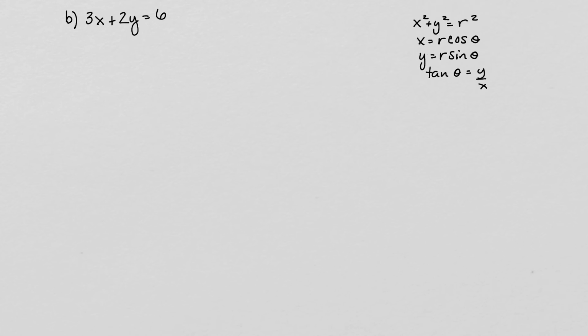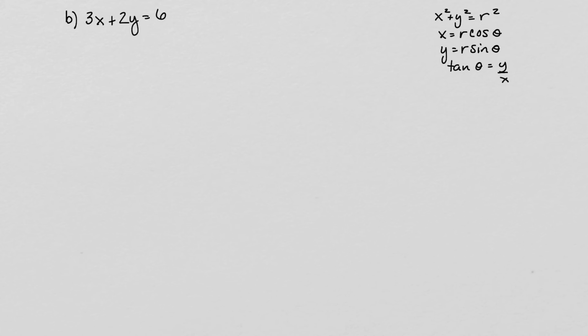So let's try another one here: 3x plus 2y equals 6. Let me again put these equations here. We're just plugging in. So 3x is 3r cosine theta, plus 2r sine theta equals 6.